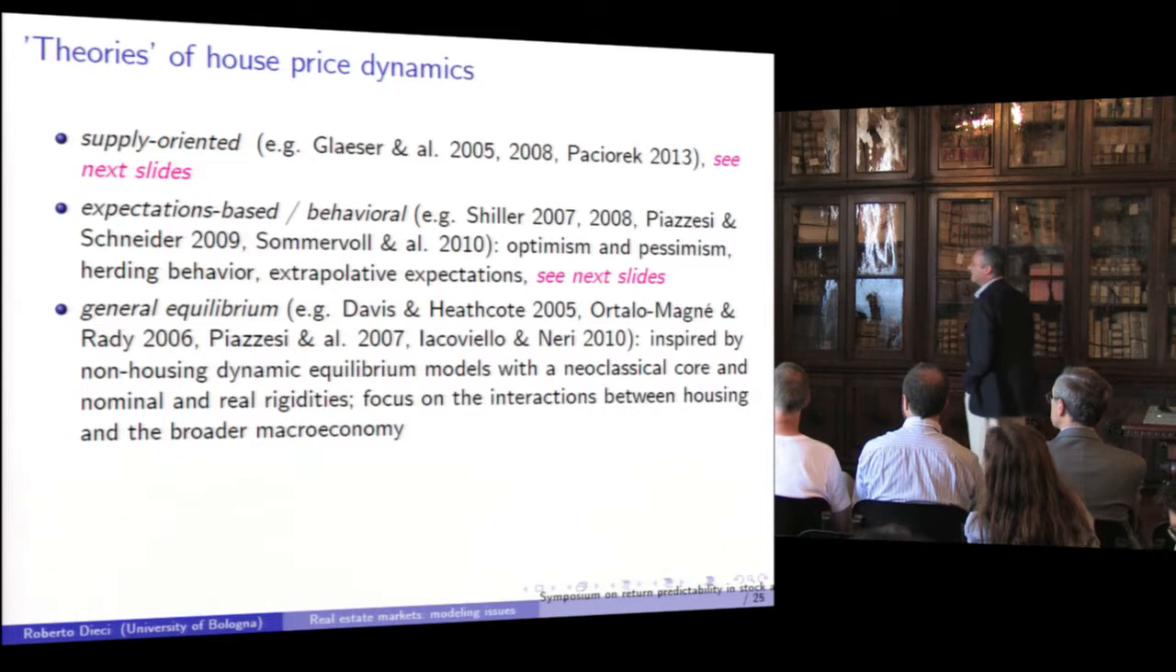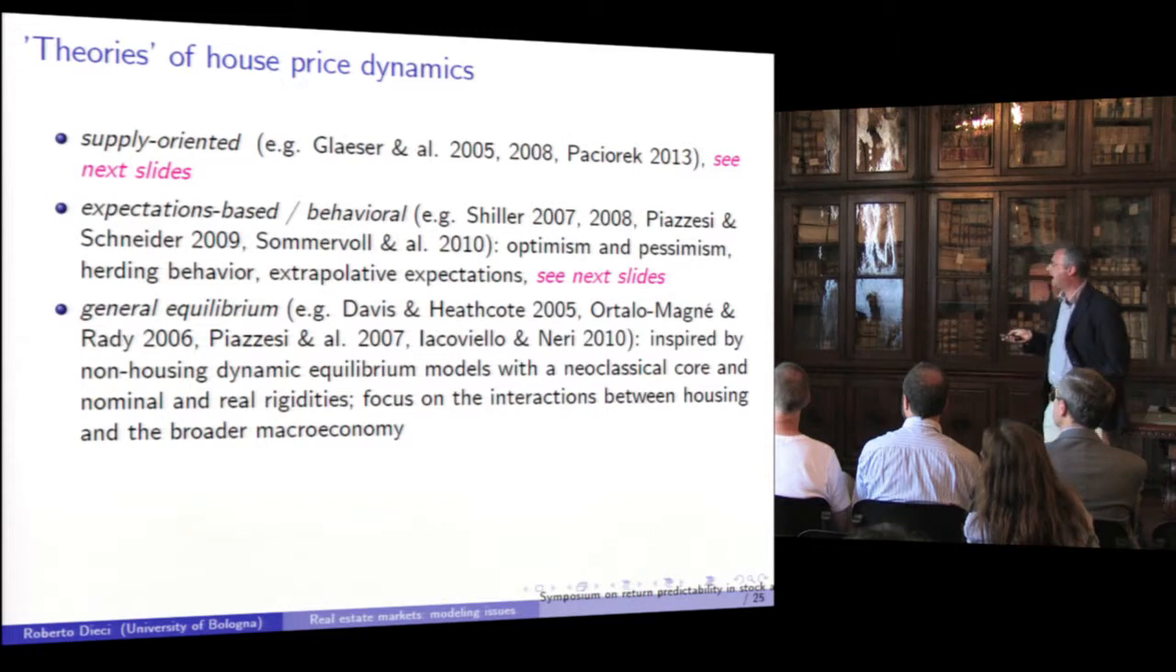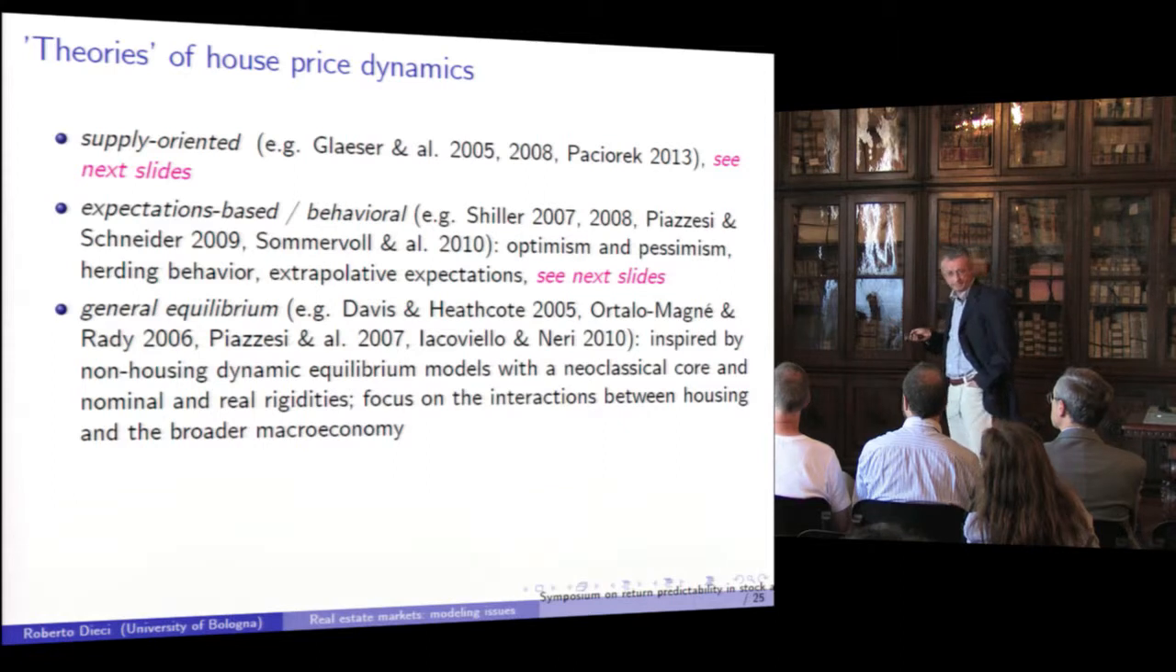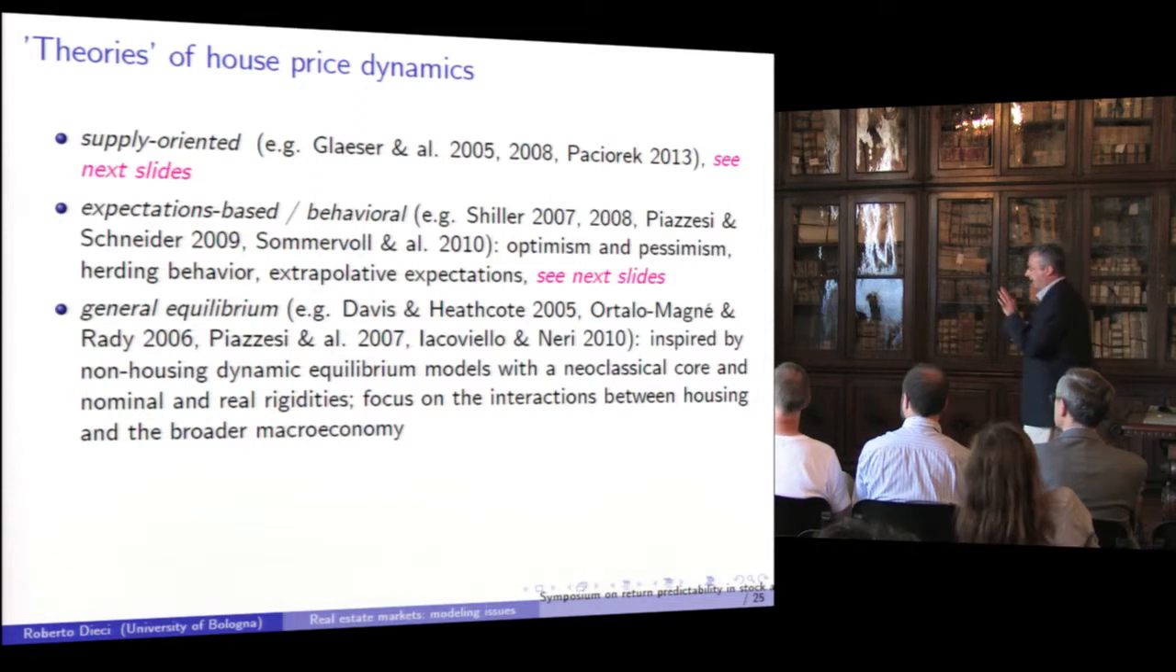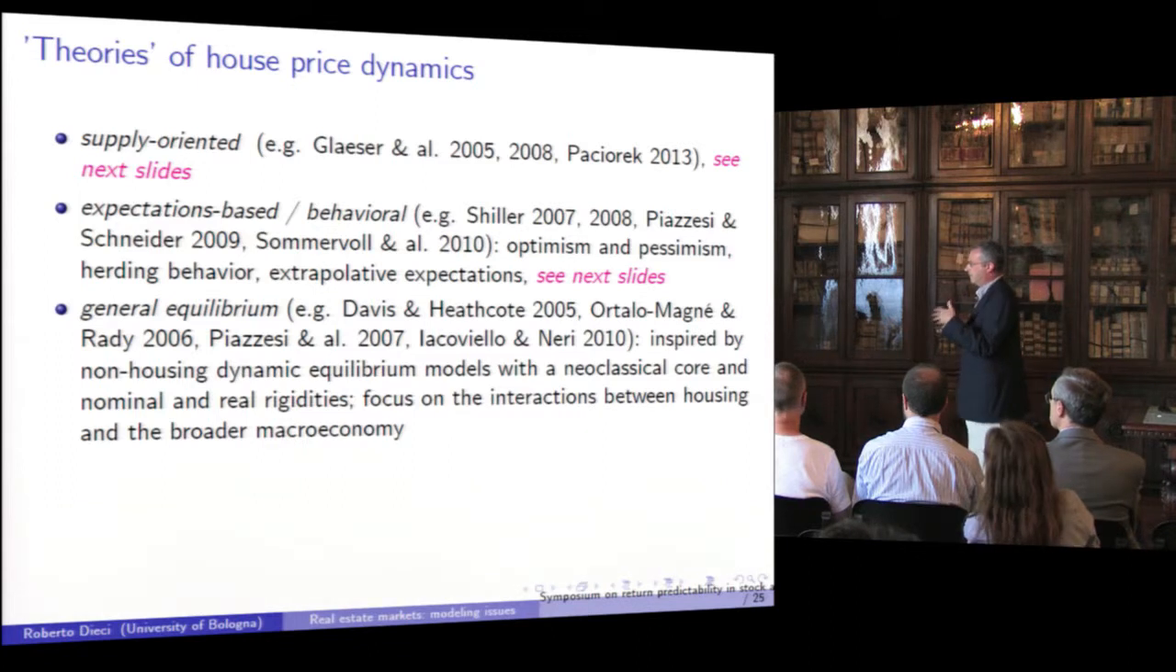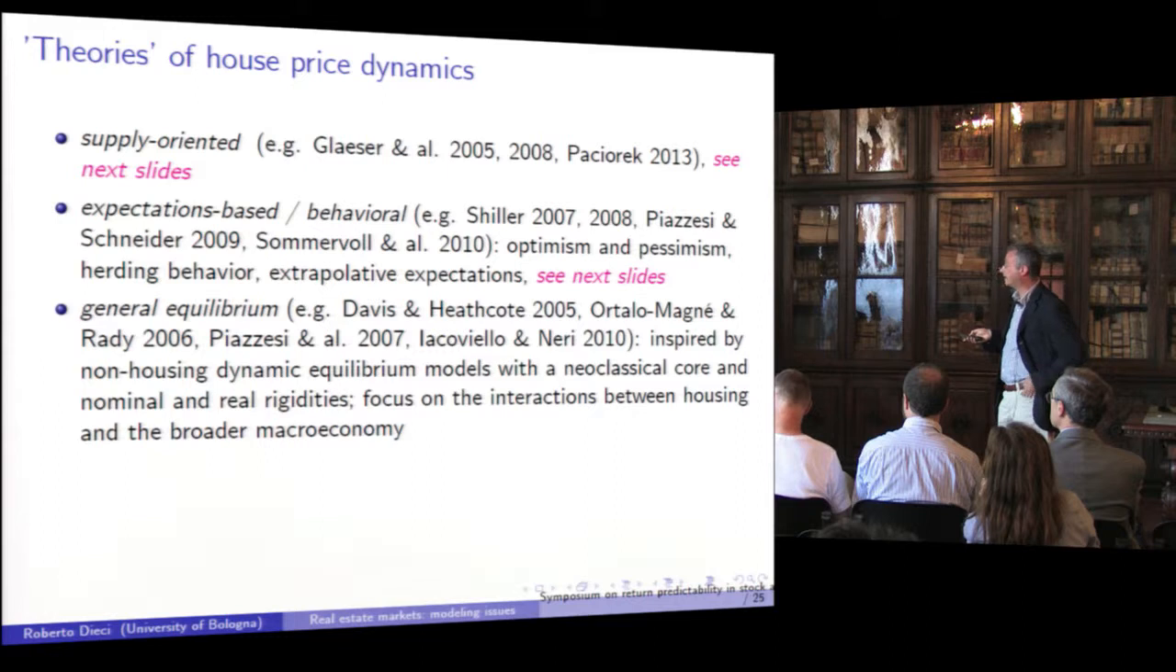Then there are many models that are general equilibrium models. Here are some recent models. They are inspired by non-housing dynamic equilibrium models that are very popular in monetary economics. So they basically treat housing as any other asset. They are inspired by those DSGE models. They have a neoclassical core and nominal and real rigidities, and the focus is on the interaction between housing and the broader macroeconomy.